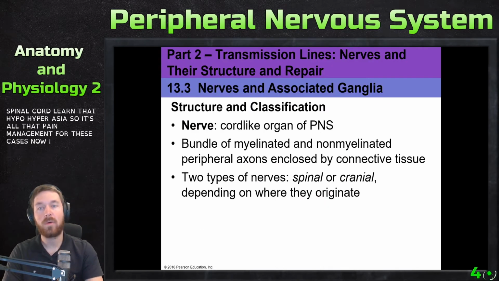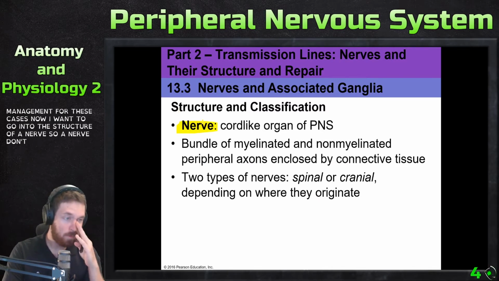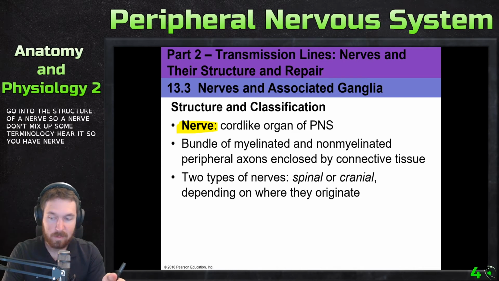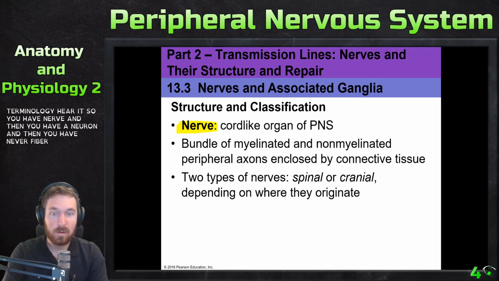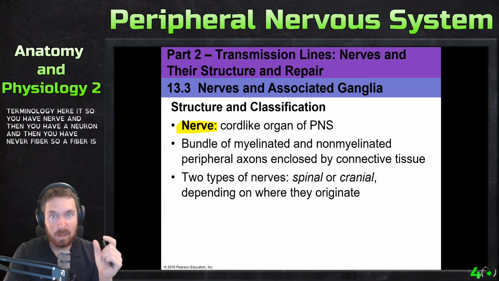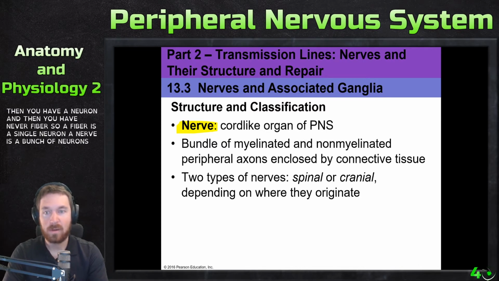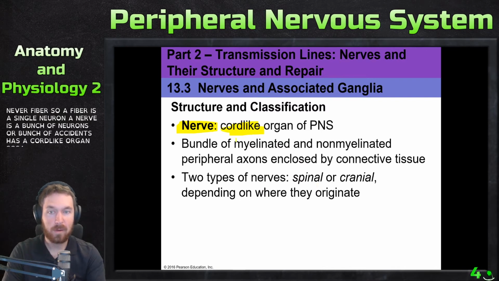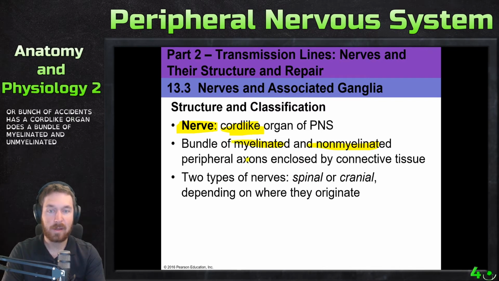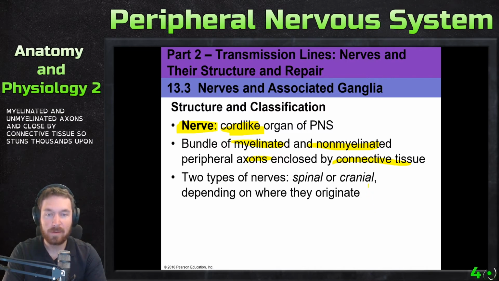Now, I want to go into the structure of a nerve. Don't mix up some terminology here. You have a nerve, and then you have a neuron, and then you have a nerve fiber. So a fiber is a single neuron. A nerve is a bunch of neurons or a bunch of axons. So it's a cord-like organ. It's a bundle of myelinated and non-myelinated axons enclosed by connective tissue. So it's thousands upon thousands.